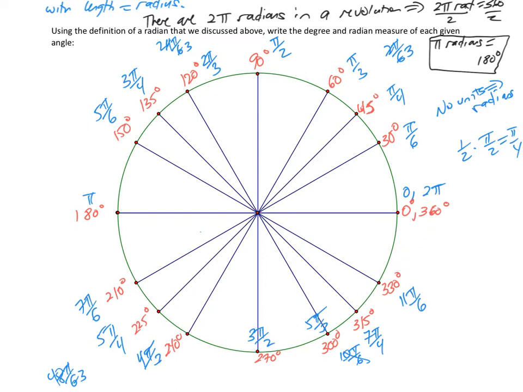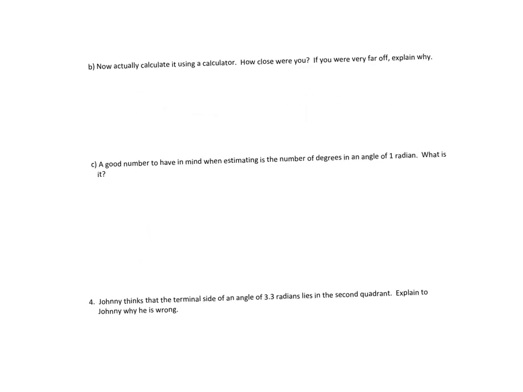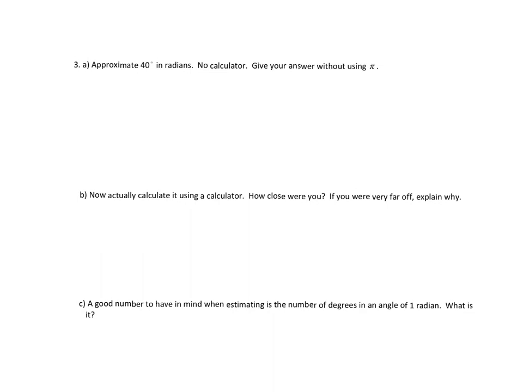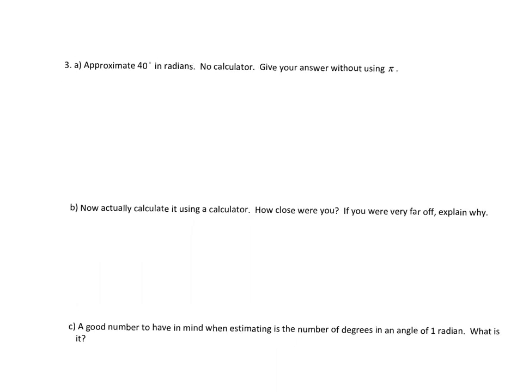And you're going to have to be responsible for understanding these angles on what we're going to use as a unit circle in degrees and radians. Okay, let's go on to the next page. So on the next page, we have a few problems. It says approximate 40 degrees in radians, no calculator, give your answer without using pi.